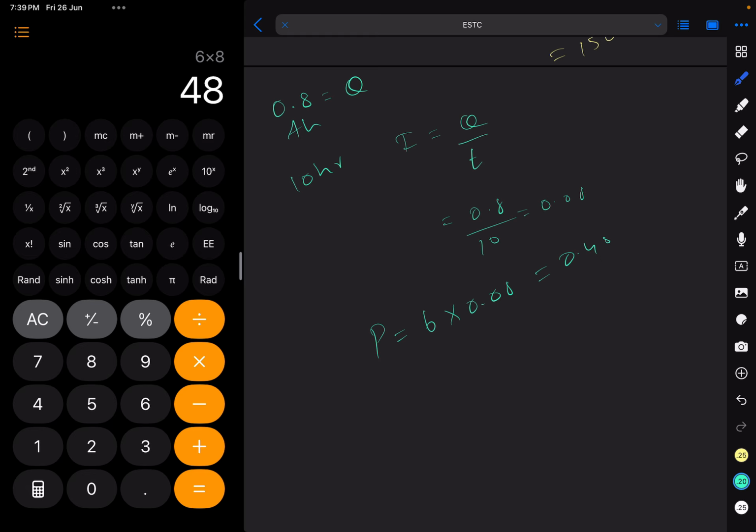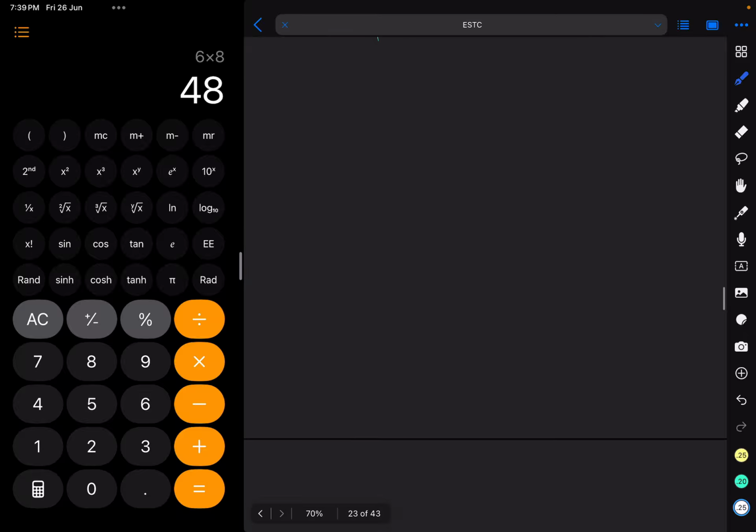Okay, next question. Oh man, I have 21 questions left. Okay, fine. Next, lead acid battery is rated as 150 ampere hour. Maximum current it can supply for 30 hours. I is equal to Q by T. So 150 by 30. Maximum current 5 ampere it can supply.